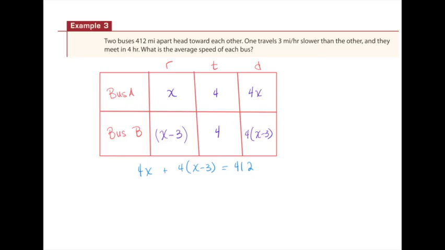Whereas they do it a little bit different. They actually set up an equation for the rates and then plug those in. I would just do it this way. Distribute your 4. 4x plus 4x minus 12 is 412. You have 8x. Add your 12 over, so that equals 424.